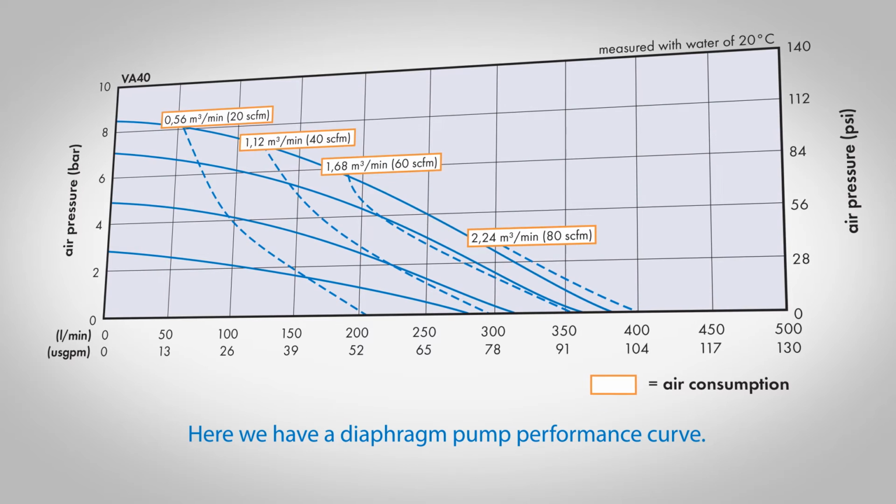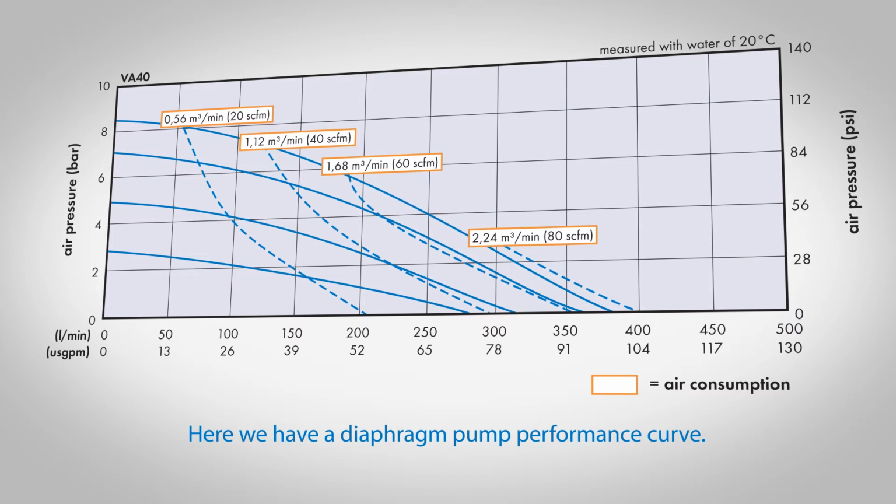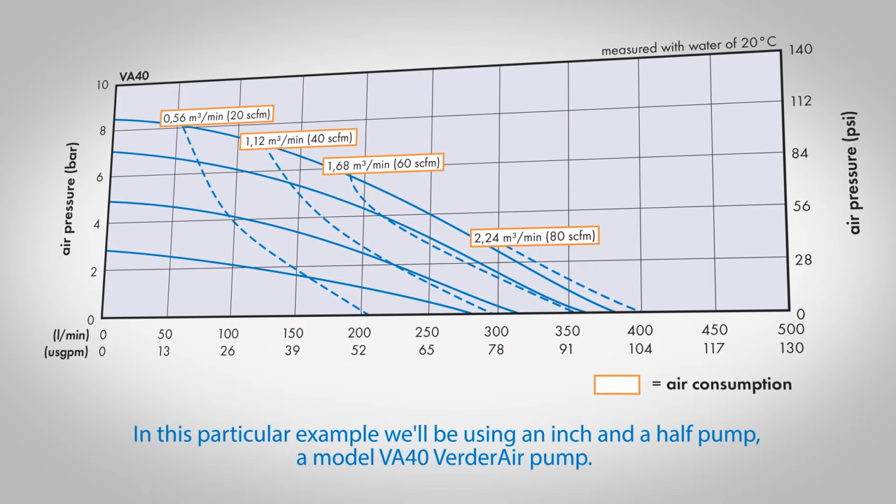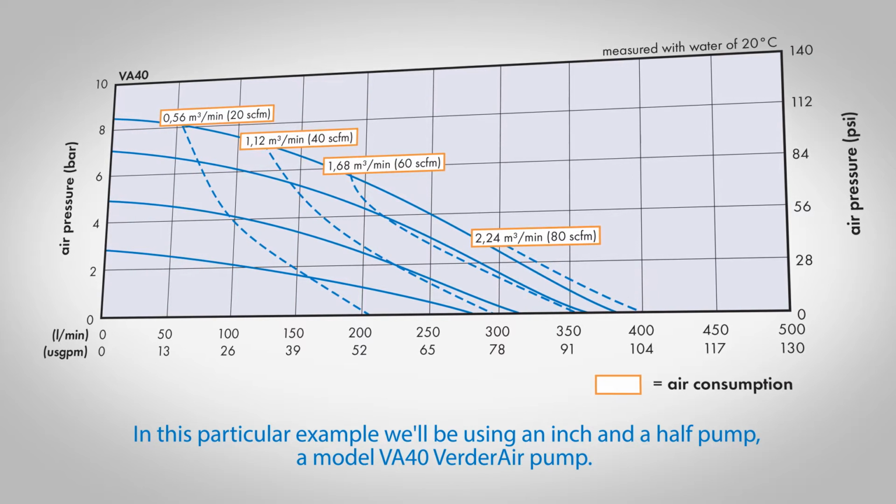Here, we have a diaphragm pump performance curve. In this particular example, we'll be using a 1.5-inch pump, a model VA40 Verter air pump.